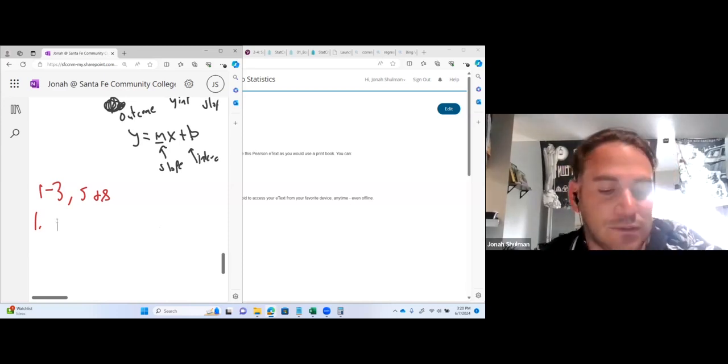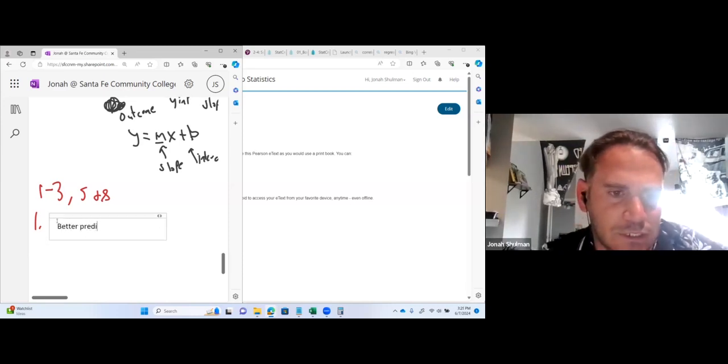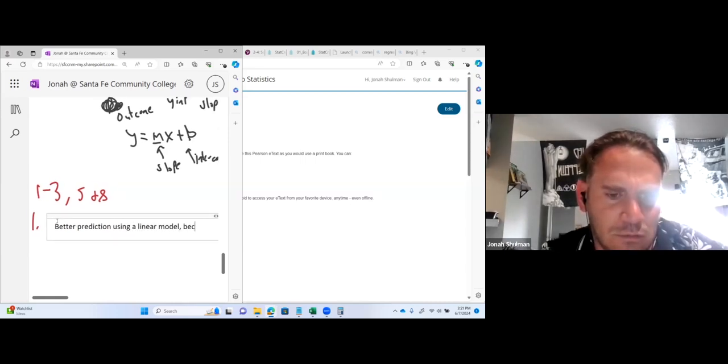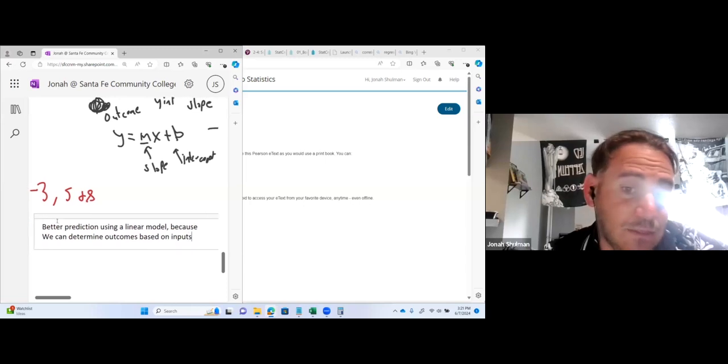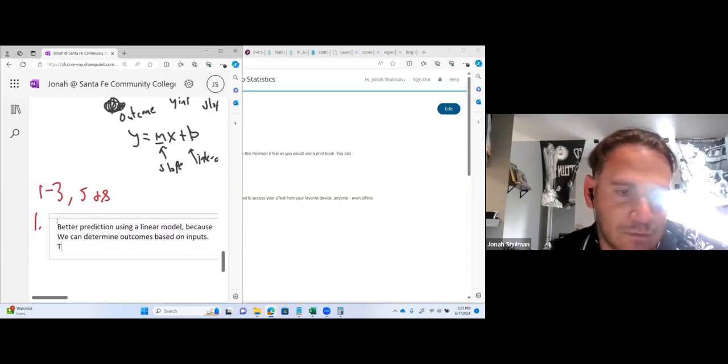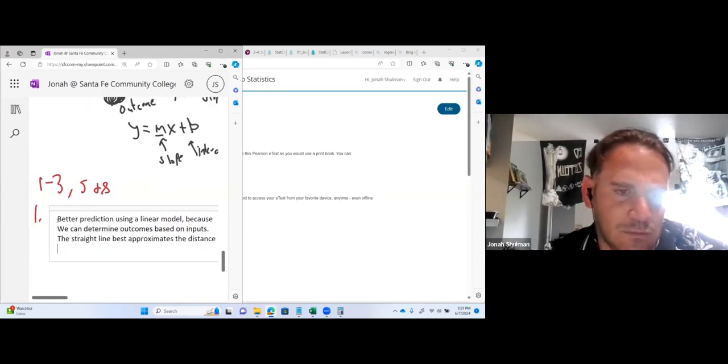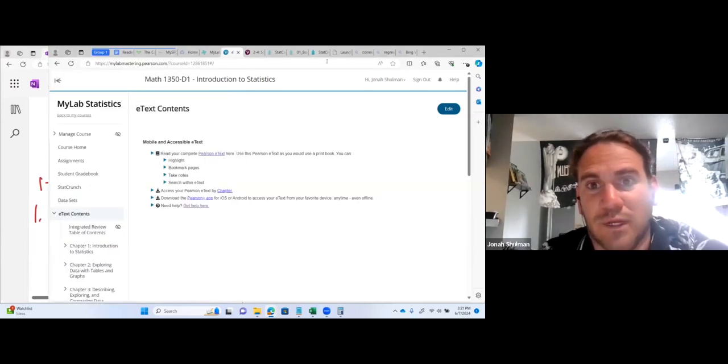So to me, I think it's a better prediction using a linear model because we can determine outcomes based on inputs. That's what I think. Or you can say the straight line best approximates the distance between all of the points. However you want to say it. Hopefully that was some good info.